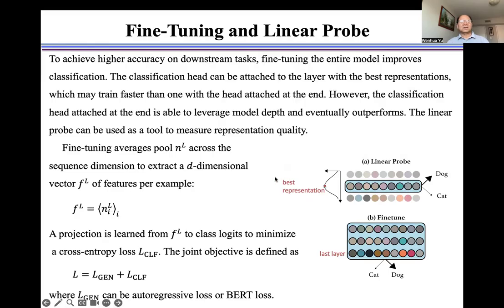Fine-tuning averages pools n^L across the sequence dimension to extract a d-dimensional vector of features f^L, for example, as shown here. A projection is learned from f^L to class logits to minimize cross entropy loss L_CLF. The joint objective is defined as here, which includes the generative loss and the classification loss, where this L_GEN can be autoregressive loss or BERT loss.